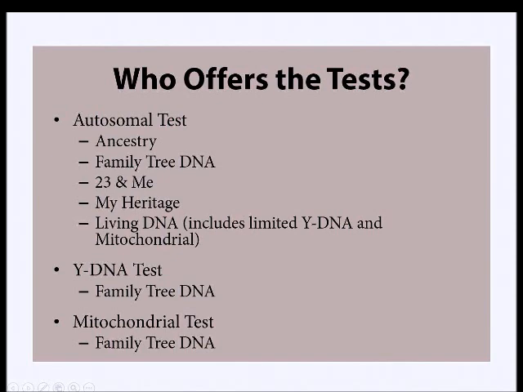Who offers the various tests? Well, the autosomal test is offered by Ancestry, Family Tree DNA, 23andMe, MyHeritage, and Living DNA, which includes limited Y-DNA and mitochondrial testing. The Y-DNA test is only offered by Family Tree DNA. Same with the mitochondrial test, only Family Tree DNA.